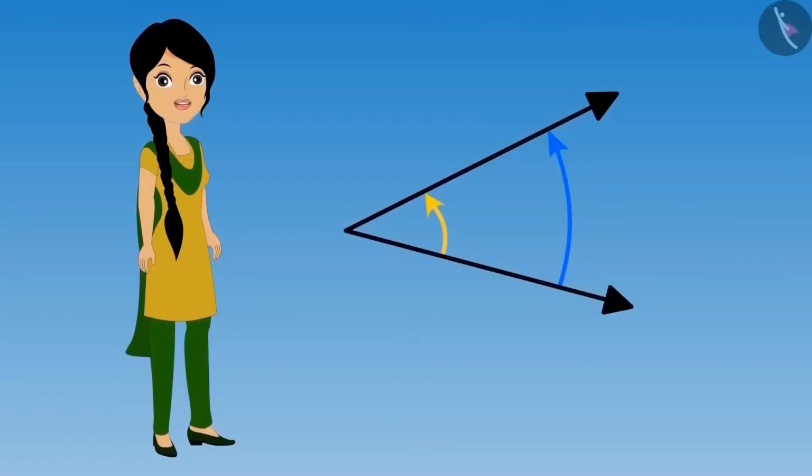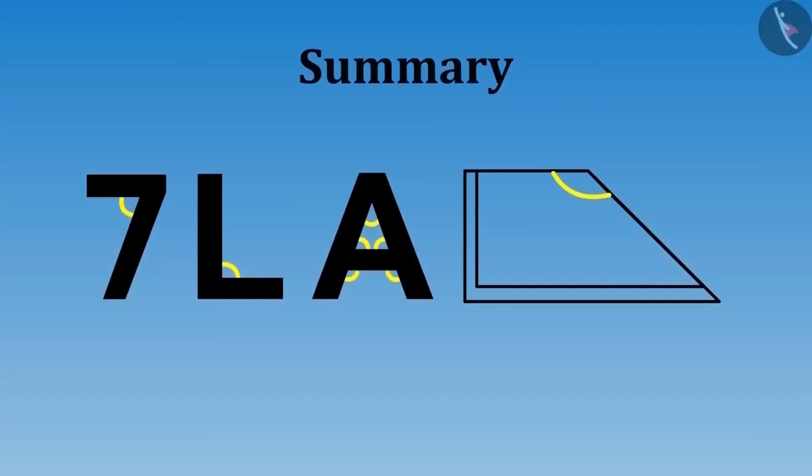Meena has made two angles between two lines. Is the angle marked in blue greater than the angle marked in red? Or are both the angles the same? These two angles are the same. Do you know why? Discuss this with your friends and teachers.